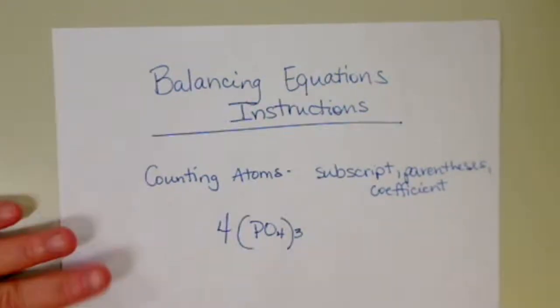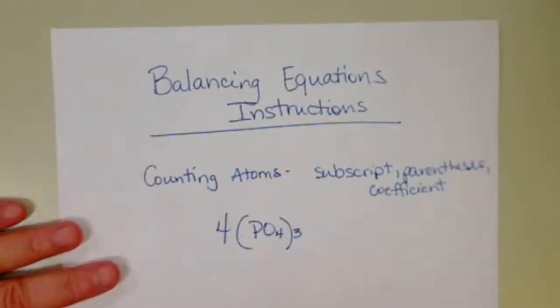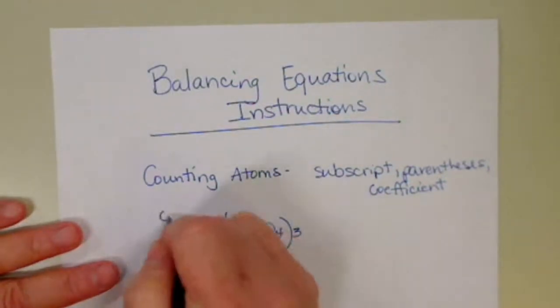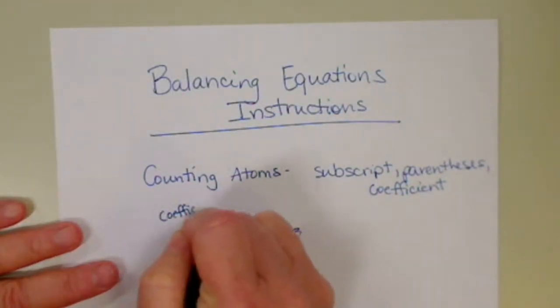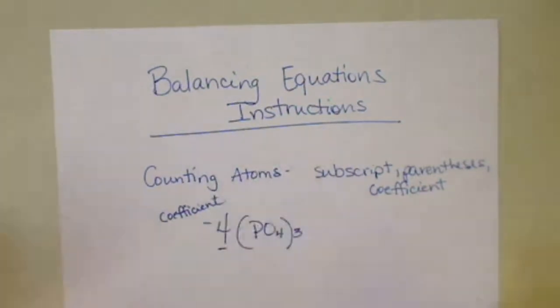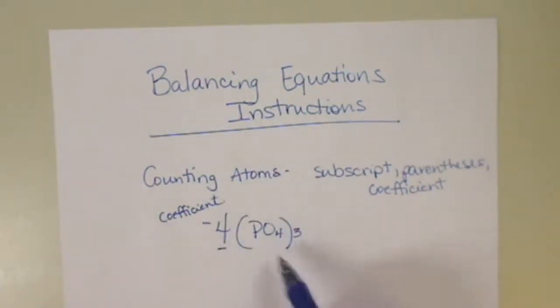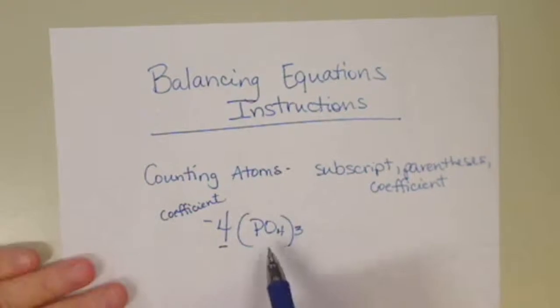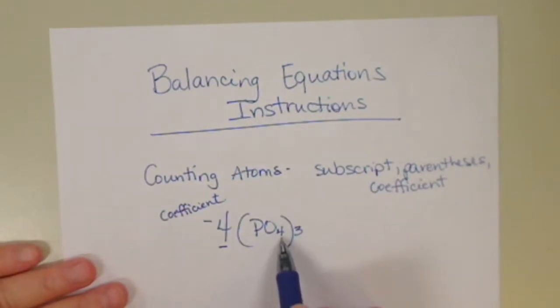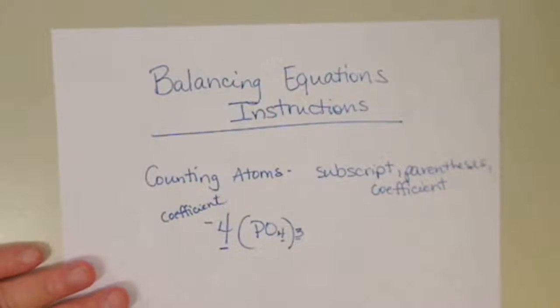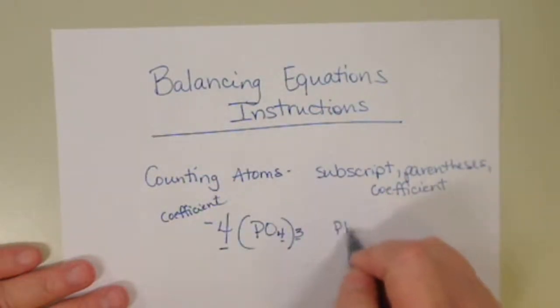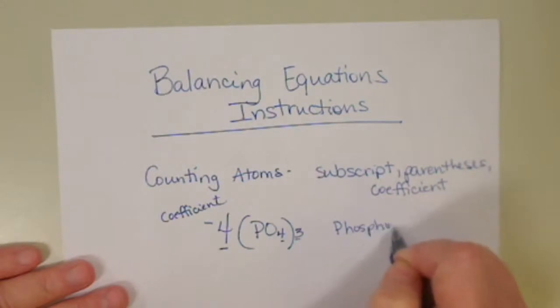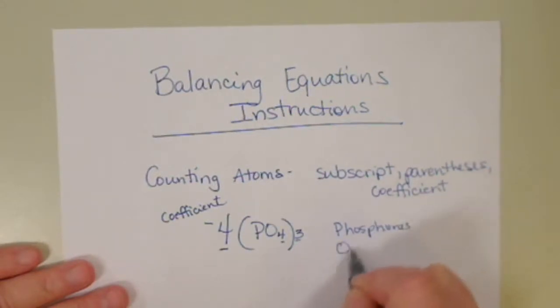Okay, this is a phosphate. Really, there are 4 molecules of phosphate because this is the coefficient, which tells us how many molecules there are of this particular compound. In PO4, the 4 is a subscript, and the 3 is a subscript outside of parentheses. So, quick review here, we have 2 elements involved: phosphorus and oxygen.